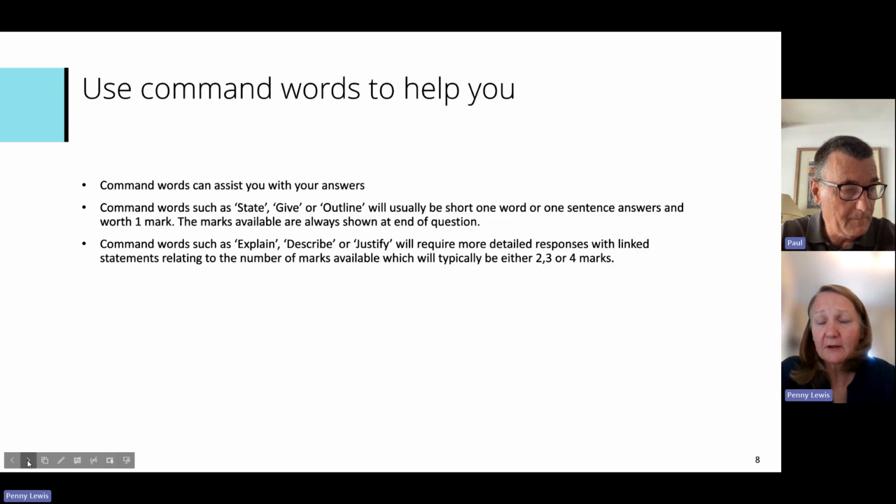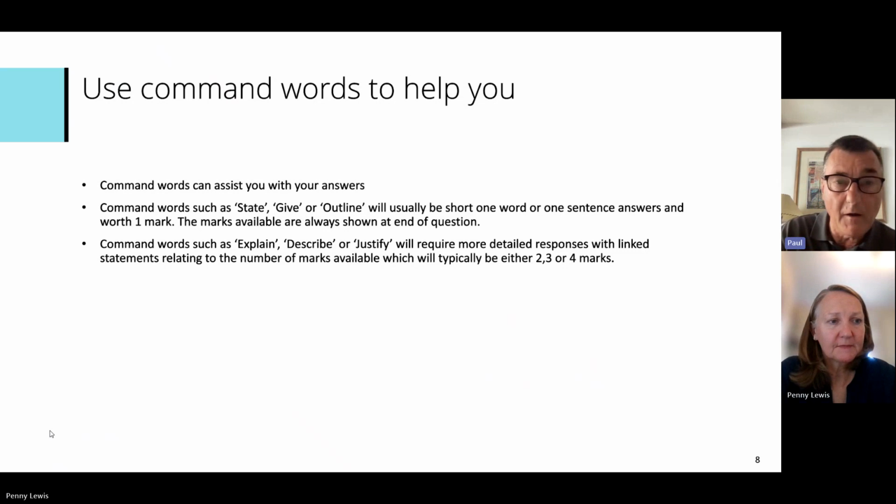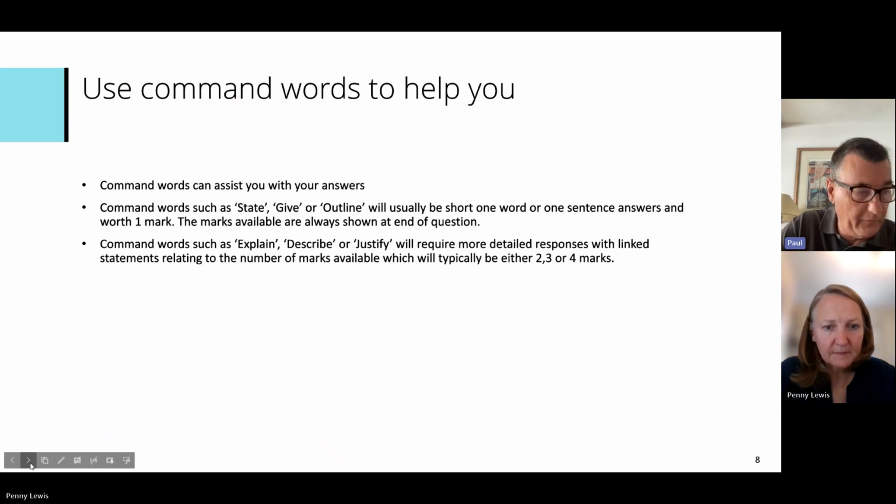And your final tip? Finally, yes, use the command words and number of marks available for each question to help you. Command words such as state, give, or outline will usually be short one word or one sentence answers worth 1 mark. The marks available are always shown at the end of the question. Command words such as explain, describe, or justify will usually require more detailed responses with linked statements related to the number of marks available, which would typically be either 2, 3, or 4 marks.